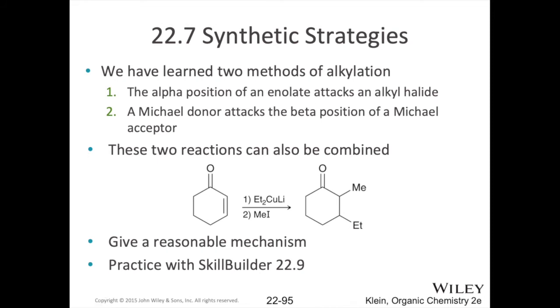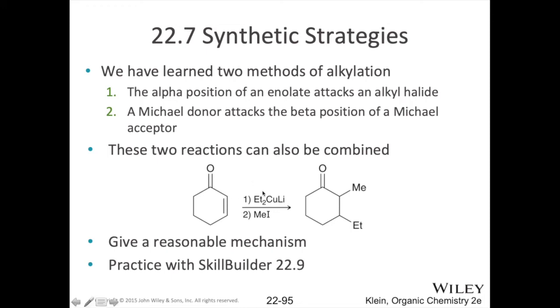All right. We've learned two methods of adding on alkyl groups, right? We could use our enolate as a nucleophile to do an SN2 substitution on an alkyl halide, okay? Or we could look at our Michael reaction, right? Our Michael donor acts as a nucleophile on our Michael acceptor. It acts at that beta position, okay? Please note that you can combine these two, right?